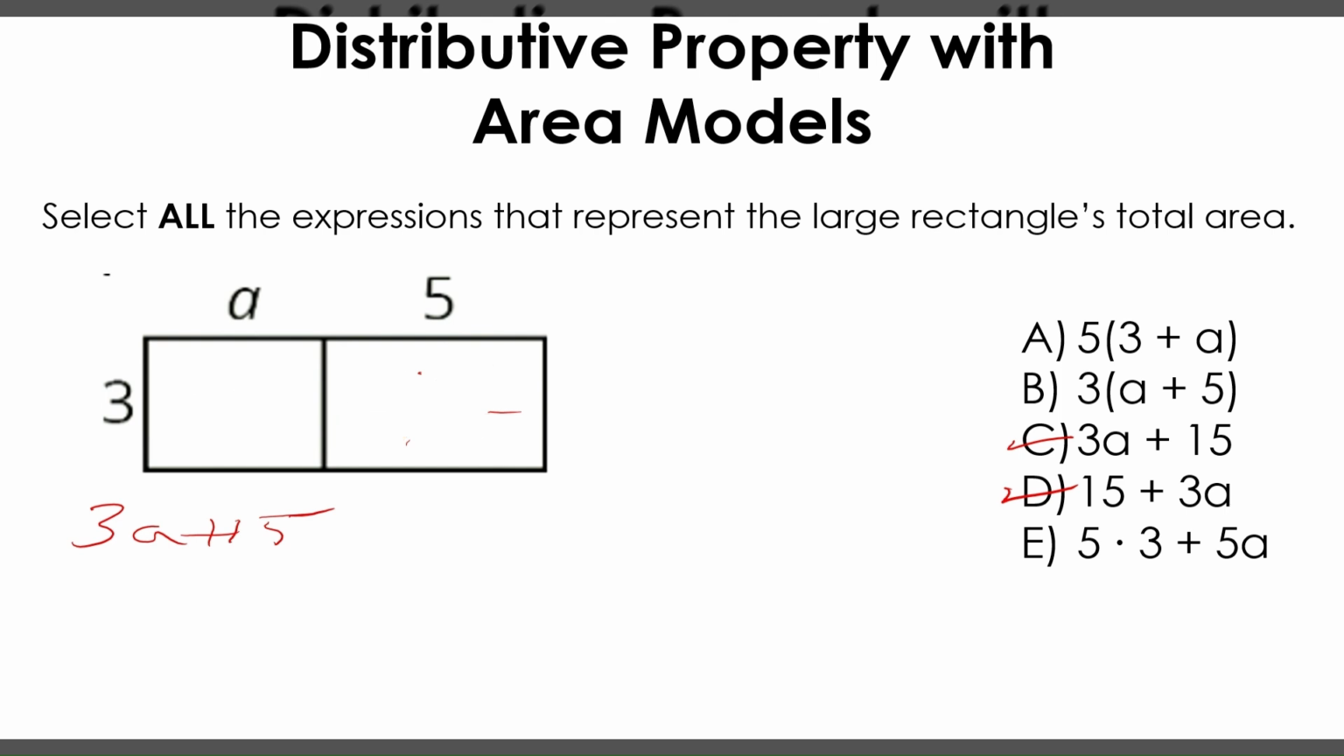So we're going to do length times the whole width of this larger rectangle. So to do that, we're going to do 3 times the whole thing of a plus 5. So to double check it, 3 times a is 3a. 3 times 5 is 15. And we see that from before. So 3 times parentheses a plus 5 is also correct.